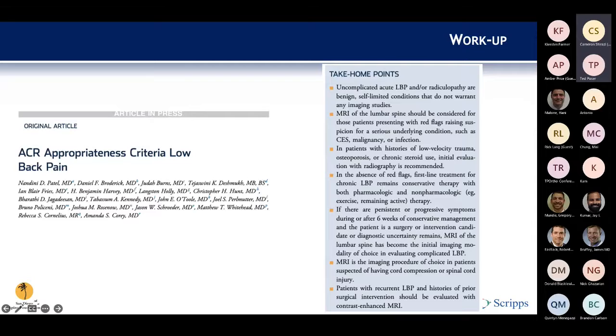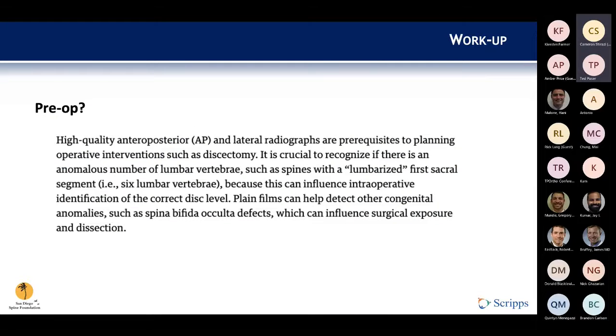The patients that you should get MRIs on are the ones that have the red flag symptoms or any worry for serious underlying conditions. And in the absence of red flags, and we'll touch on this when we talk about imaging and treatments, first-line treatment is conservative therapy. And once again, as noted from the cervical spine section, if you have persistent or progressive symptoms during or after 6 weeks of conservative management, that's when potentially you want to move forward with the MRI. We'll talk about indications for x-rays next.